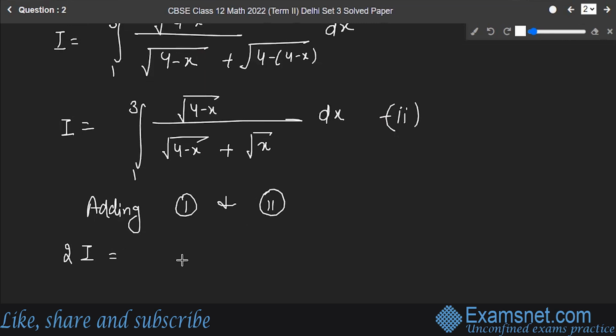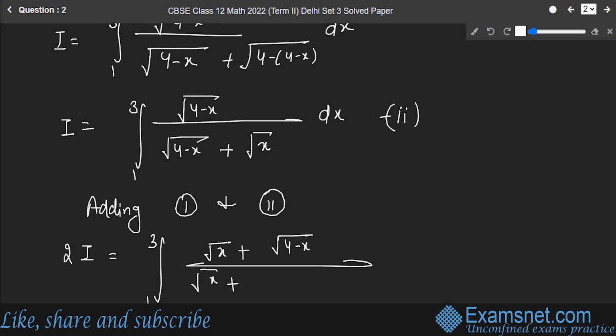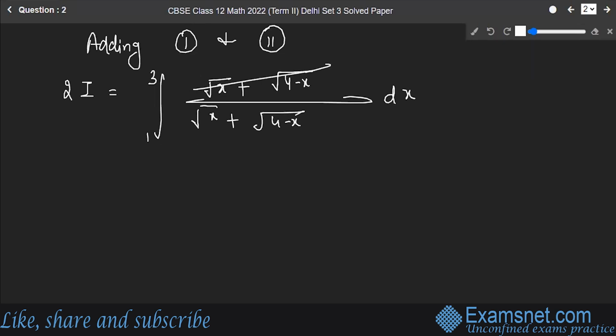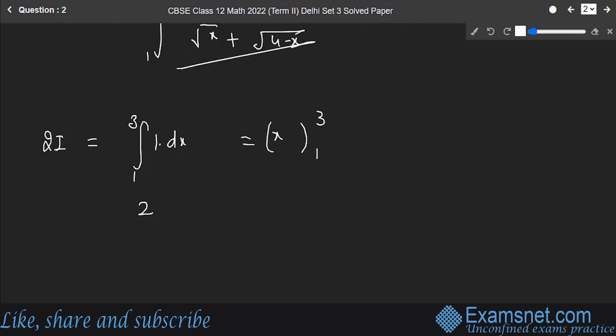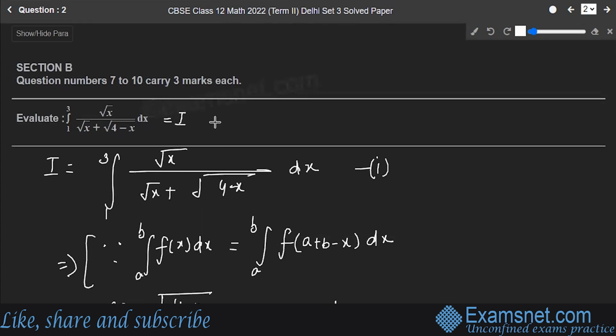You have 2I is the integral from 1 to 3 of (x + 4 − x) divided by (x + 4 − x) dx. So the numerator and the denominator will cancel out. You have 2I is equal to the integral from 1 to 3 of 1 dx, which is x from 1 to 3, so 3 minus 1. Or 2I is equal to 2, or I is equal to 1. This is the answer to the question. The integral was equal to 1. Hope you have got that.